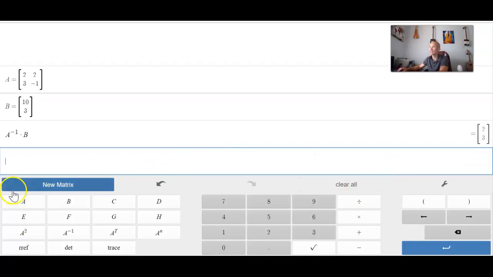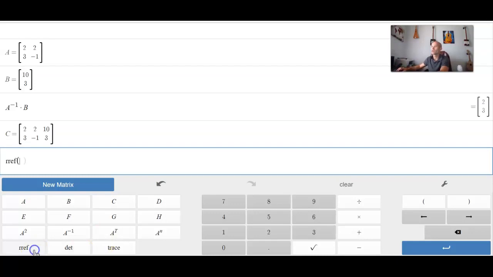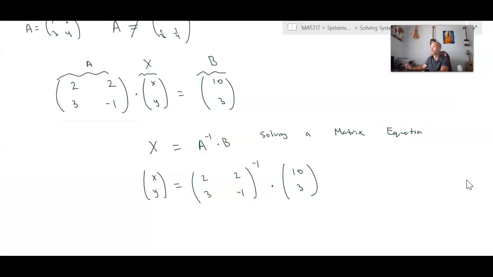If, on the other hand, I had done the Gaussian elimination, I should get the same answer. Do 2 rows, 3 columns, 2, 2, 10, 3, negative 1, 3. And then I want to do the reduced row echelon form of C. You see that we get the same answer. We get x equals 2, y equals 3.